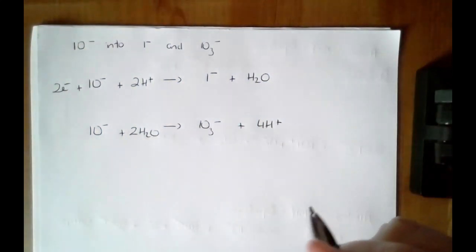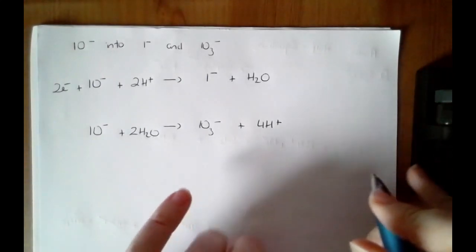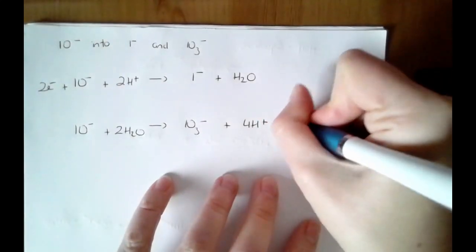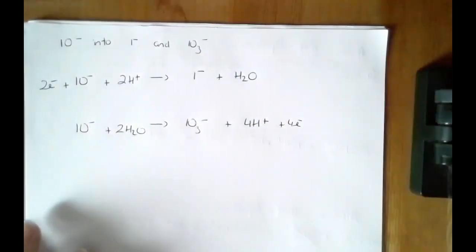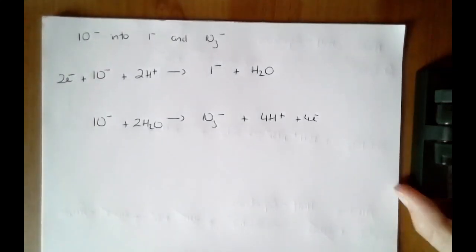and then I need to just balance my charges. So in order to balance out my charges, I'm going to need 4 electrons here. These will then cancel out, leaving me with 1 negative charge and 1 negative charge. So they are my 2 equations.